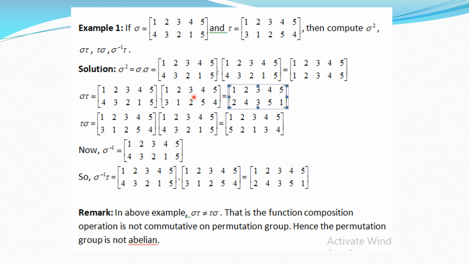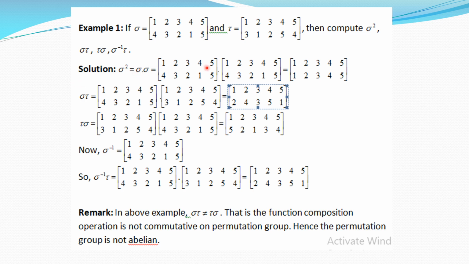Now, there are some examples here. This is sigma, which is a permutation on 5 symbols because in the first row we observe elements 1 to 5. This is tau. Again, it is a permutation on 1, 2, 3, 4, 5. Now we have to compute sigma square, sigma tau, tau sigma, sigma inverse tau. What is sigma square? It is sigma composite sigma. Similarly, going from right to left and top to bottom, we find sigma square.